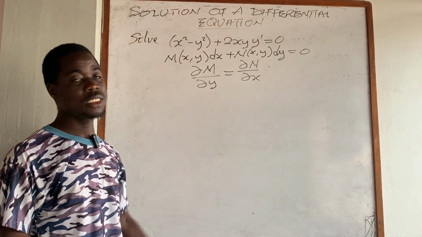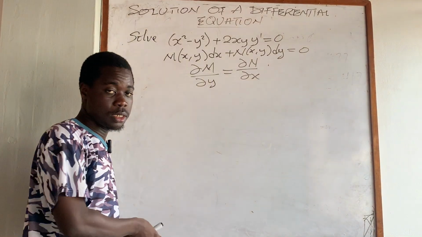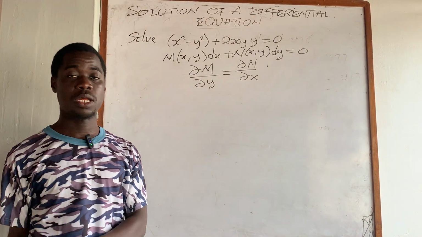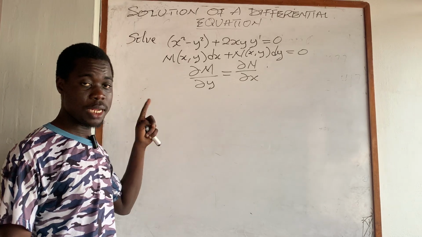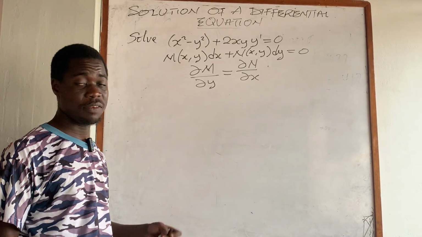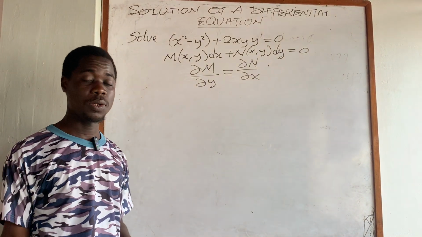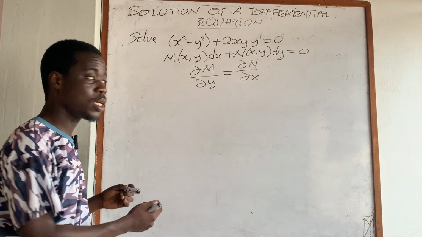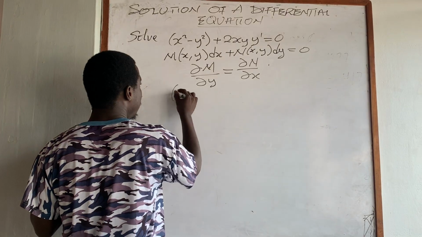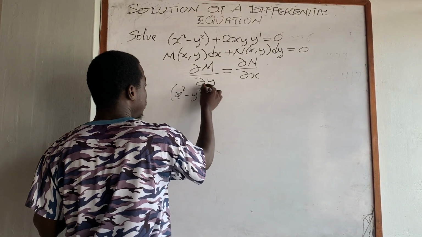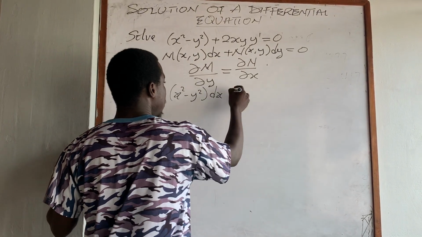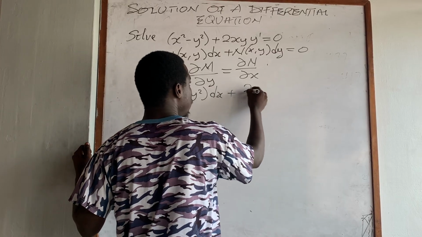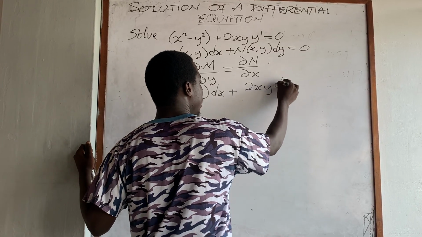So if you check this condition and this condition doesn't hold, then it means that we need to also check for another condition. So let's see whether this condition will hold for this question. If it doesn't hold, we have another method called the integrating factor. So here, let's see what we can do about this. So I have x squared minus y squared, here will be the dx plus here will be 2xy dy.